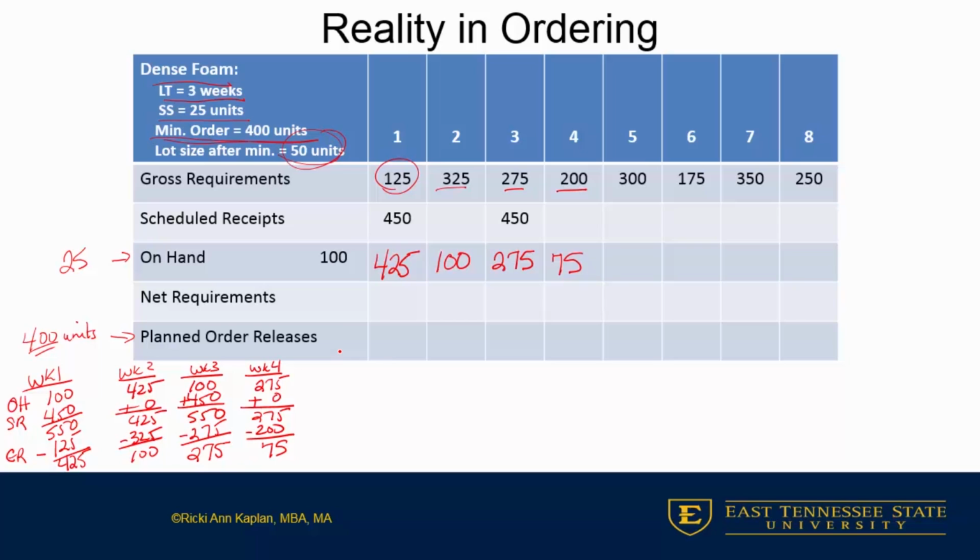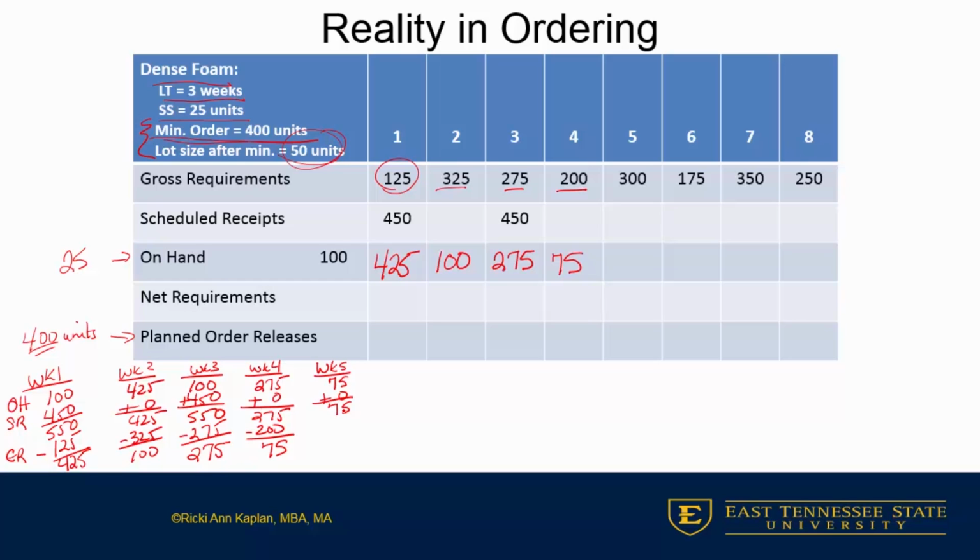Moving right along to week 5. Now this is where things change up because again, we're adding in our minimum order and our lot size after minimum. So we have things we need to take into consideration here. So we're going to start with week 5 with 75 units that were on hand at the end of week 4. At this point, we have no scheduled receipts, which leaves us 75 units to work with.